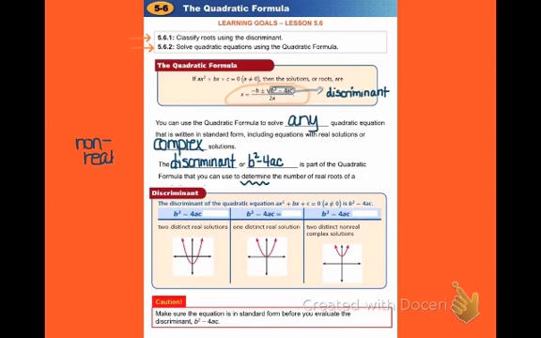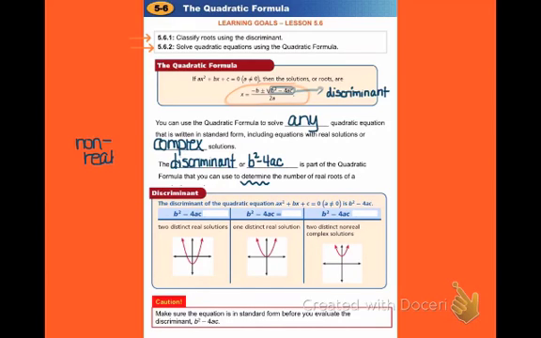That means one of those parabolas either opens up and is above the x-axis or opens down and is below. And so whatever value you get for that discriminant, that's how you can tell the type of situation you have.